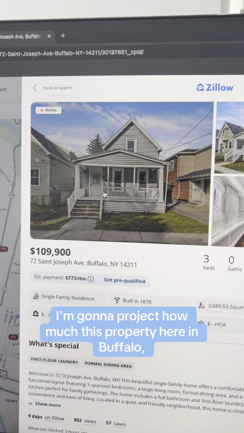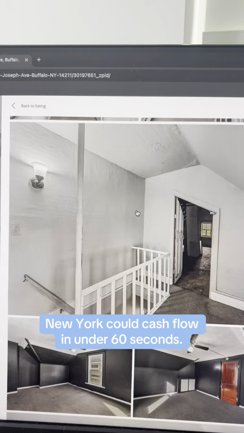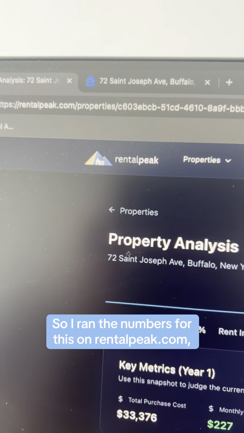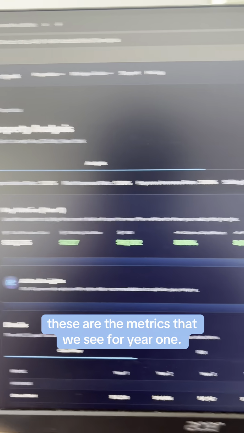I'm going to project how much this property here in Buffalo, New York could cash flow in under 60 seconds. So I ran the numbers for this on rentalpeak.com, and with all the inputs that I put in, these are the metrics that we see for year one.